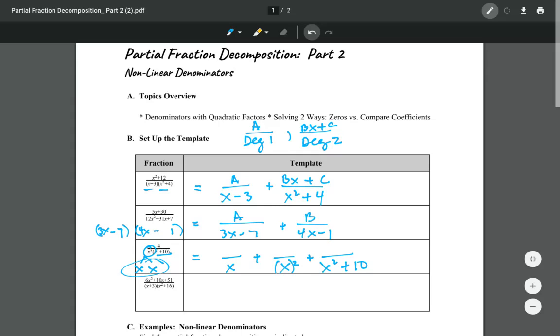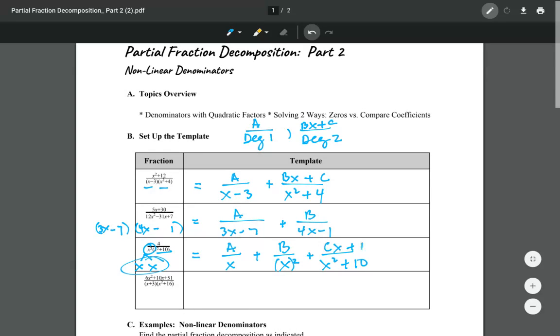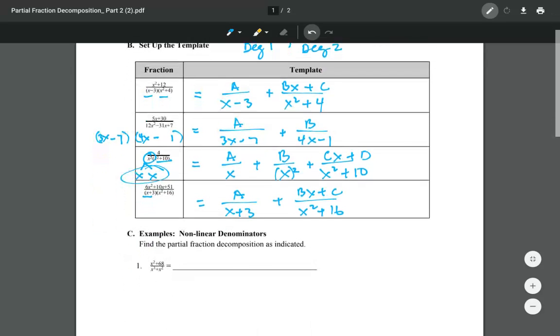So for the first one over x, I would definitely need a constant there, A. X, even though it's squared, that was multiplicity, so I'm going to give myself a constant B in the numerator. X squared plus 10 is degree 2, so this one's going to be linear, Cx plus D. Okay, and this last one already factored for us, which is great. X plus 3, that one's linear, so we need a constant numerator. X squared plus 16, that one can't be factored further. It's degree 2, so we need a Bx plus C. Okay, just really great practice there.